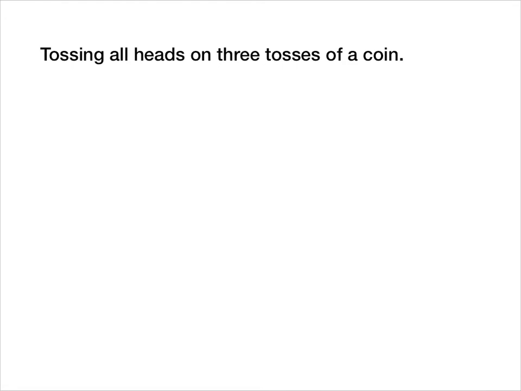Tossing all heads on three tosses of a coin. So what's the probability of getting all heads? That's the probability of heads on the first toss, and since it's all heads, that means heads on the second toss and heads on the third toss. Now we have to ask, are these dependent or independent? They're independent because what you get on the first toss won't affect the likelihood of anything on the second toss, and the same with the third toss.